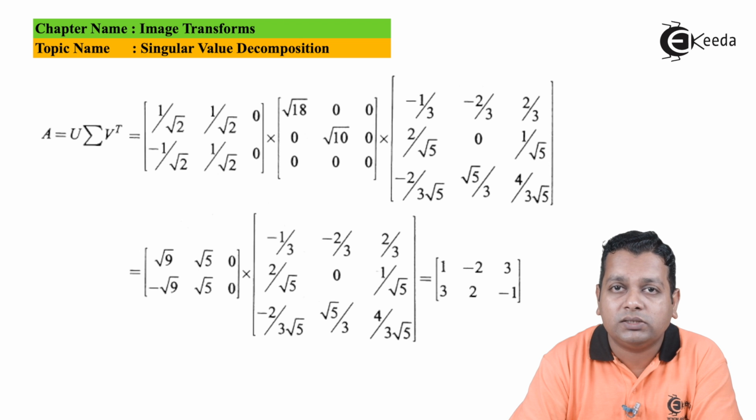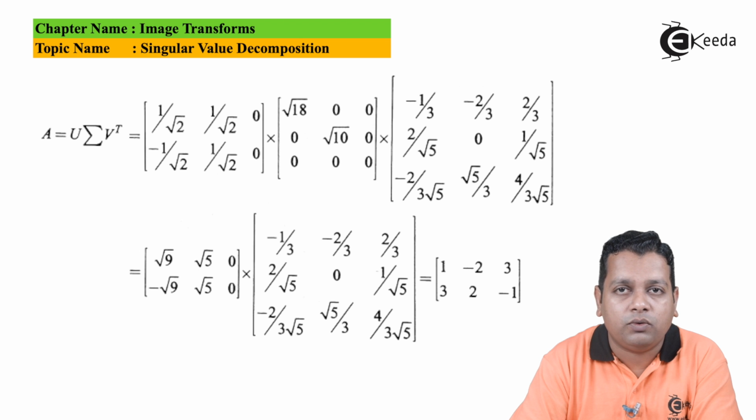And the V transpose matrix is represented here: minus 1 by 3, minus 2 by 3, 2 by 3 in the first row, 2 by under root 5, 0, 1 by under root 5, and minus 2 by 3 under root 5, under root 5 by 3, 4 upon 3 under root 5. This forms the V transpose matrix. If we take the product of these 3, initially we take the product of the first 2, which gives us under root 9 under root 5, 0, minus under root 9 under root 5, 0. It is multiplied by the third matrix, and finally we obtain the input matrix 1, minus 2, 3, 3, 2, minus 1.